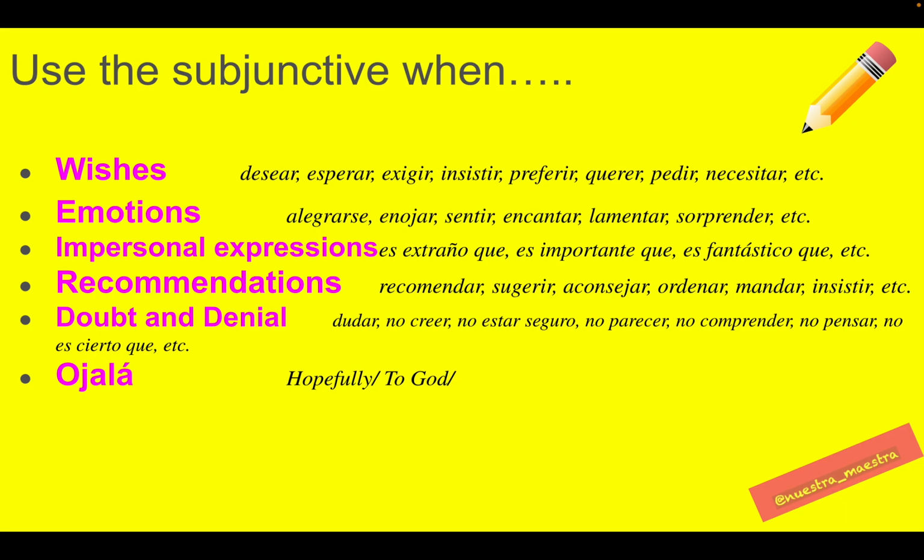We use the subjunctive to speak on emotions. Enojarse, alegrarse, sentir, encantar, o sorprenderse. Me alegro que tú ganes el premio. Impersonal expressions: es extraño que, es importante que, es fantástico que, etc. Those are impersonal expressions. Es extraño que Mario no haya llegado.